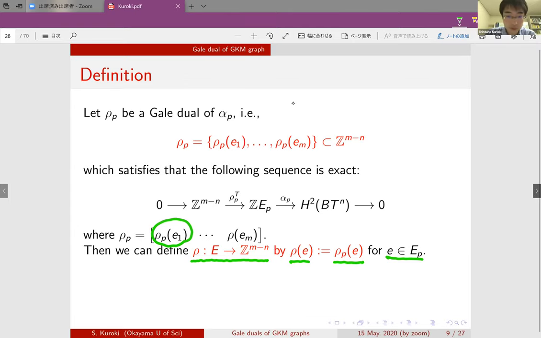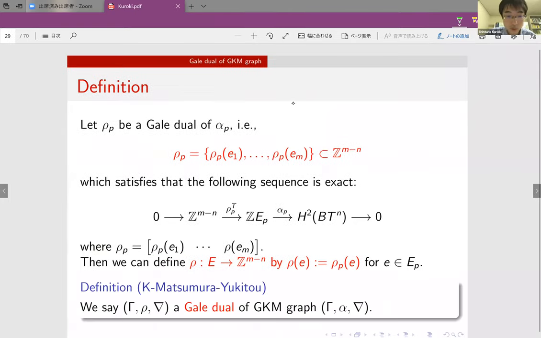So the definition is as follows. We say this (Gamma, rho, nabla) is a labeled graph with connections. It's called a Gale dual of a GKM graph. Okay, this is the definition of the Gale dual of a GKM graph. So let me show you by example.